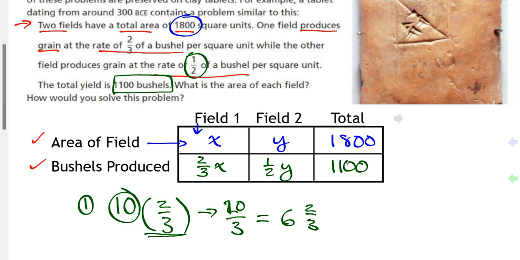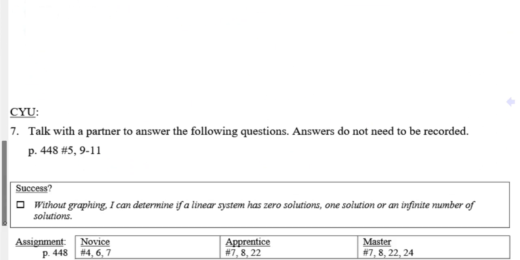So how would we solve the problem? We would create this system of linear equations and then go through and solve it. And I will leave the solution up to you. That is the end of this lesson. It'd be good for you to practice some questions.